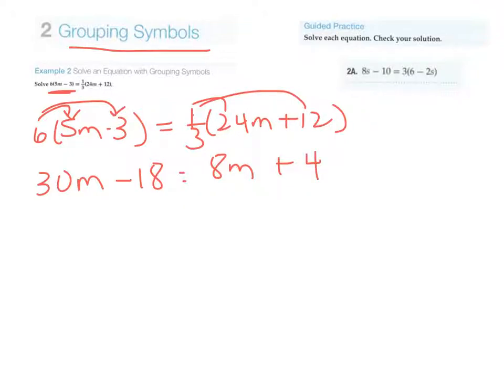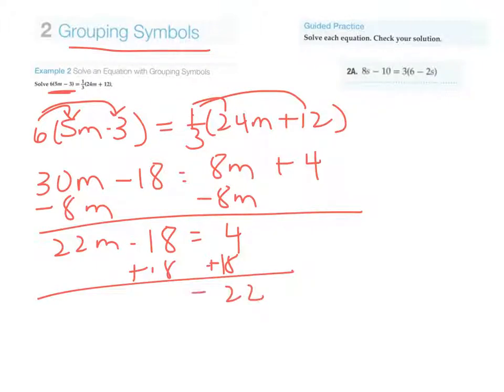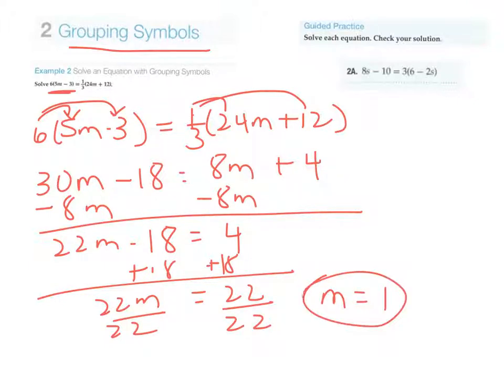So I've removed the parentheses. Now I'm going to get the letters. So I'm going to move this letter over here, which gives me 22m minus 18 equals 4. And now this is just a two-step problem, so I add 18 to both sides. I get 22 on the right, 22m on the left, divided by 22, divided by 22. I get my answer as m equals 1.